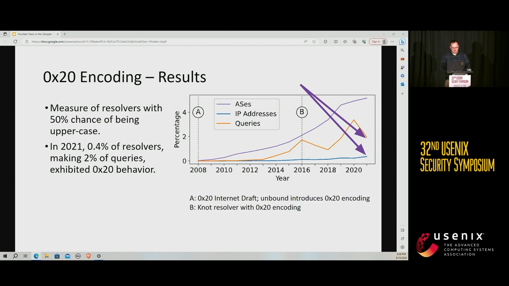Now for 0x20 encoding, I'll refer you to the paper for the full technique we used to detect this, but at a high level, you'd expect the ratio of uppercase to lowercase letters to be close to 50%. Overall, we found very minimal usage of this. 2021 was the year with the greatest percentage of resolvers using it, 0.4%. Given that this was never standardized, it's perhaps unsurprising that so few resolvers use it. However, this small percentage does produce a disproportionate number of queries. In 2021, this 0.4% produced nearly 2% of the queries analyzed.